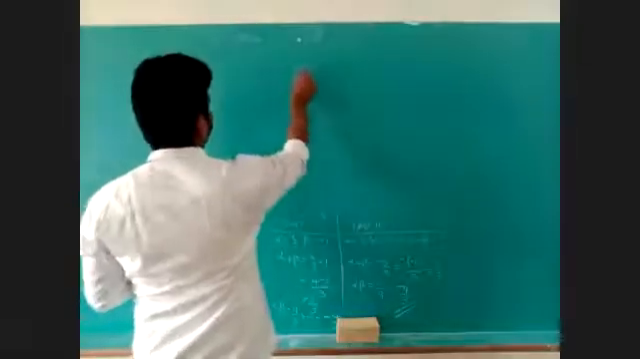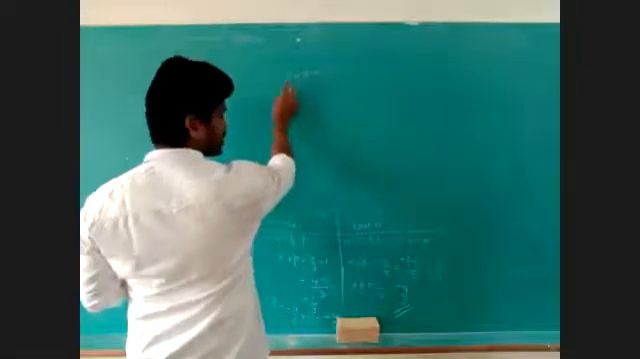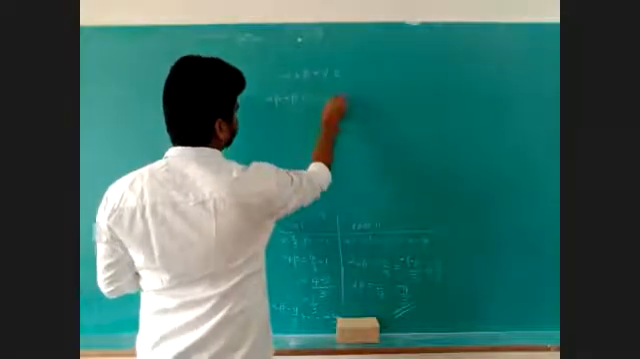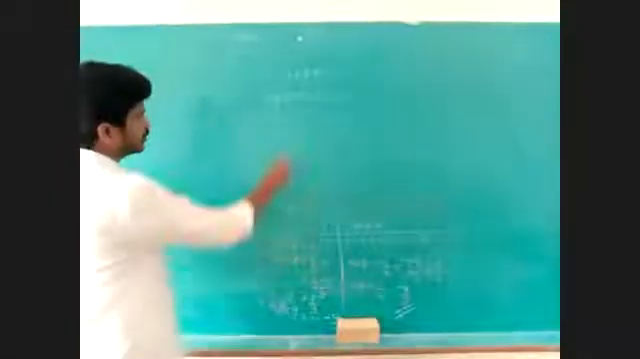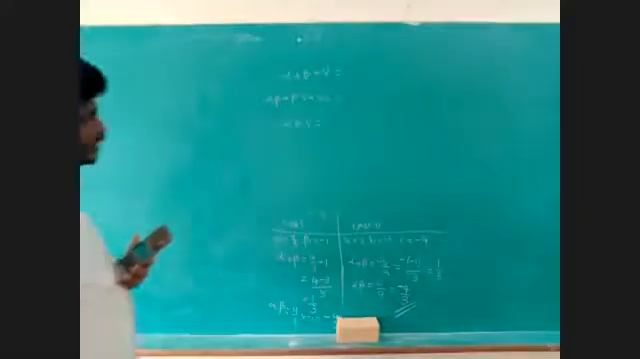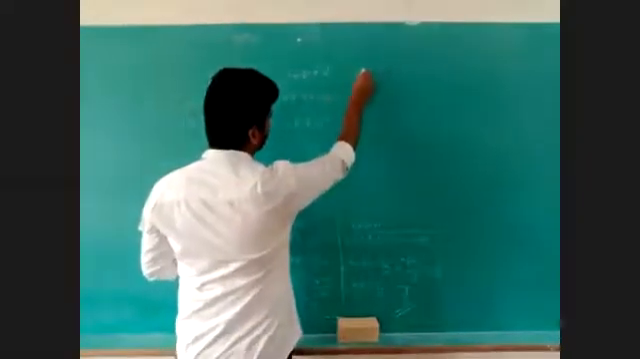So, alpha plus beta plus gamma, this is the sum of the zeros. Alpha beta plus beta gamma plus gamma alpha, this is the sum of the product of the zeros. Alpha beta gamma, this is the product of the zeros. Now once tell me alpha plus beta plus gamma formula. Formula is minus b by a.